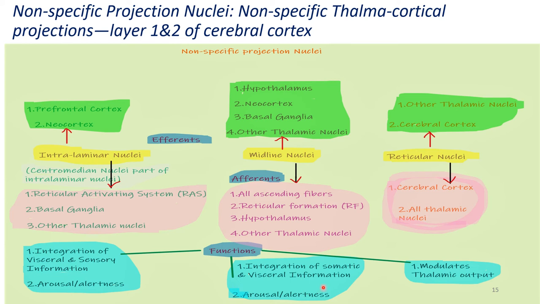So again, what are the functions of these non-specific thalamocortical projections via these nuclei? There is integration of visceral and sensory information, especially the intralaminar integration of visceral and sensory information, and arousal and alertness. The midline mainly integrates somatic and again visceral information, as well as arousal and alertness. And the main function of the reticular nuclei is to modulate the thalamic output. What is going out of the thalamus is being modulated by the reticular nuclei.